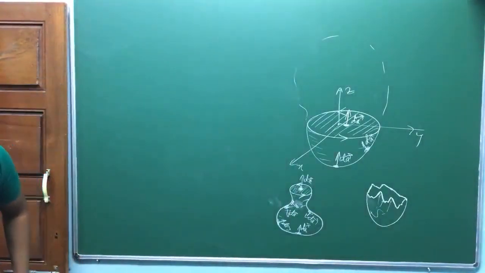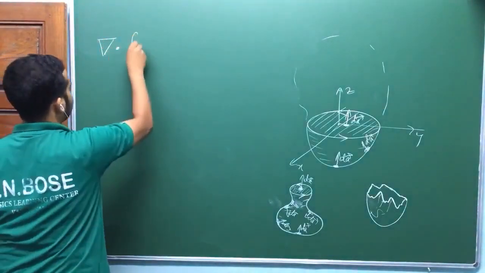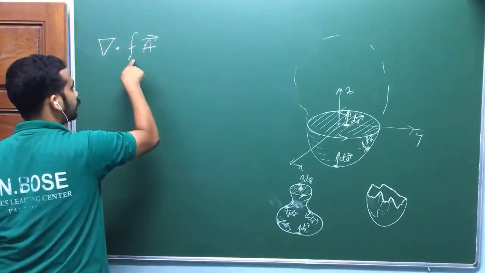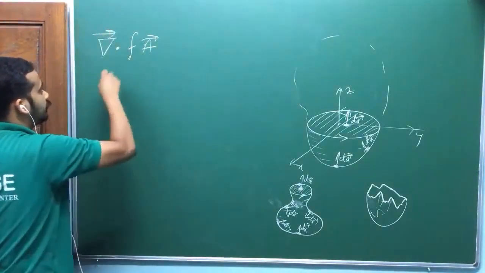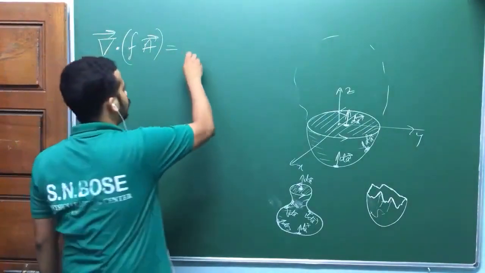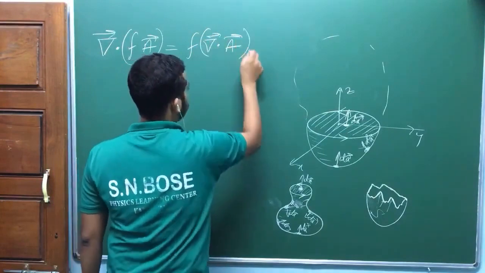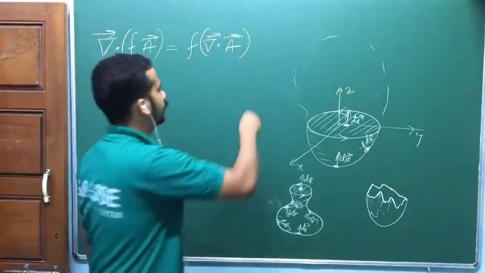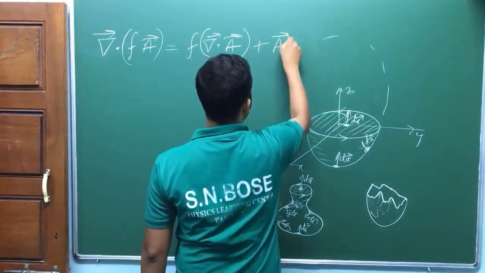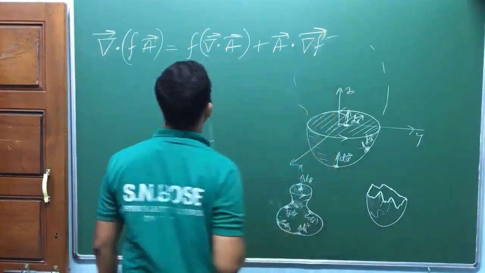Just let me give a couple of theorems here. Del dot F A, where F is a scalar field and A is a vector field. Is that okay? So that is equal to, do you remember, F times del dot A plus A dot the gradient of this scalar field. Is that okay?